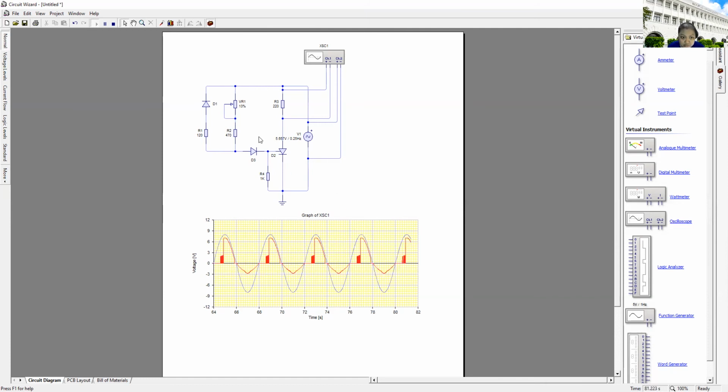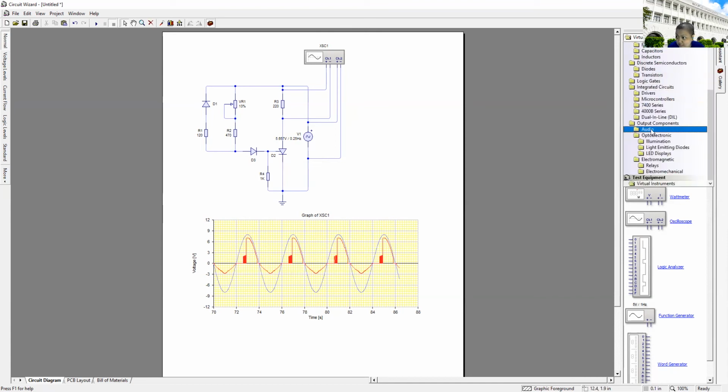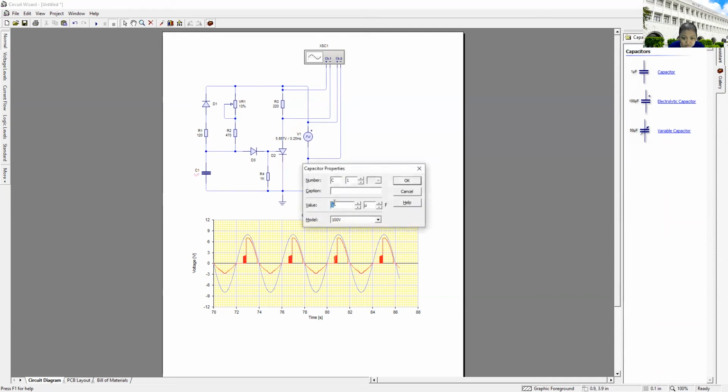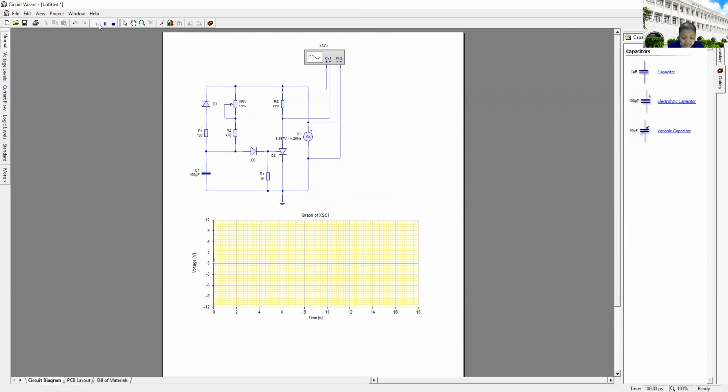So if we add a capacitor, let us see. Let's put a capacitor here. Let's change it to 100 microfarad. And let us try to run it again, okay?